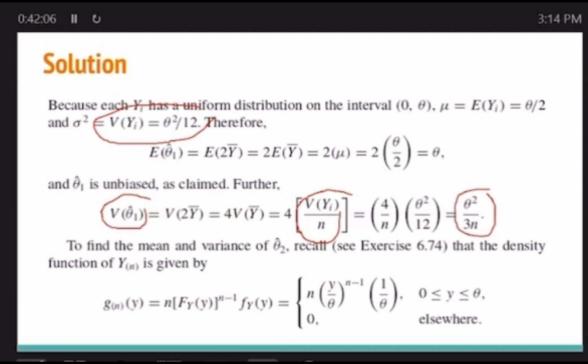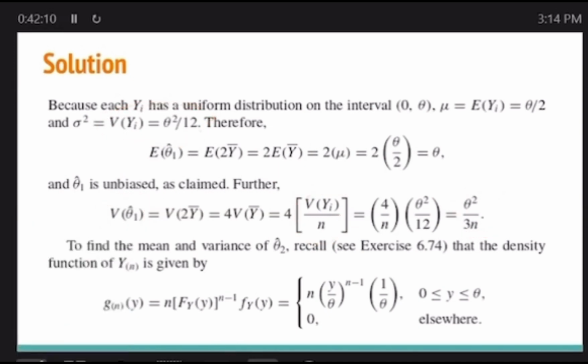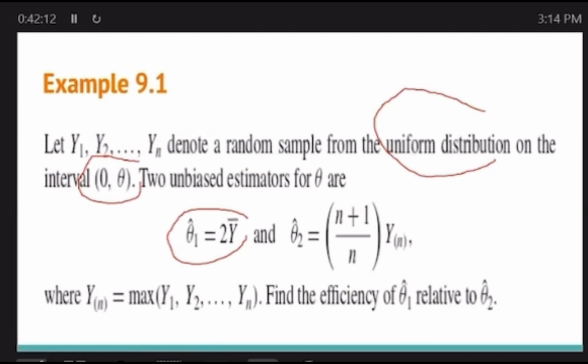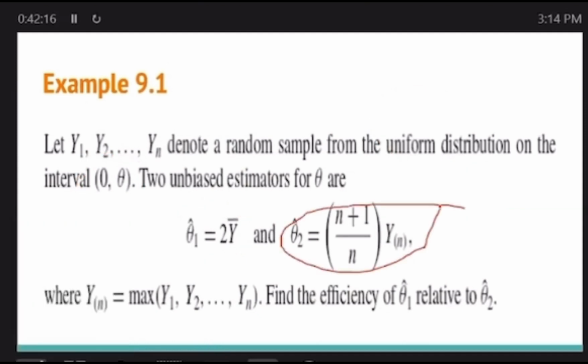Now, the second estimator is this. Well, give me one second. This is the second estimator. The second estimator has something to do with the maximum order statistics.